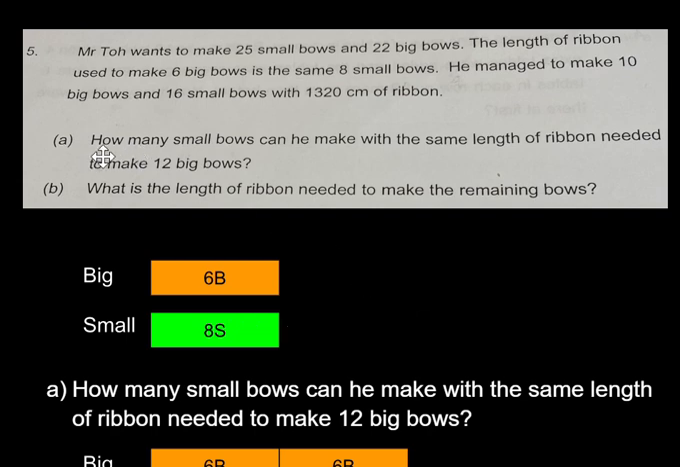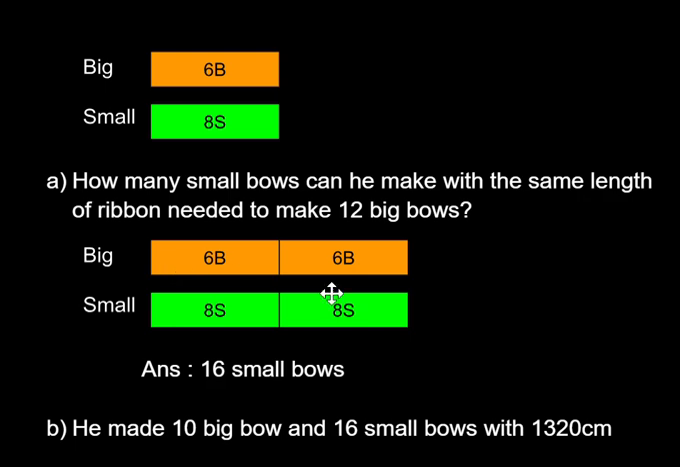Then straight away we look at question A. How many small bowls can he make with the same length of ribbon needed to make 12 big bowls? So if I want to make 12 big bowls, what is the length, and how many small bowls can I make? If I know 6 big bowls can make 8 small bowls, that means 12 big bowls can make 16 small bowls. So that is the answer for part A.